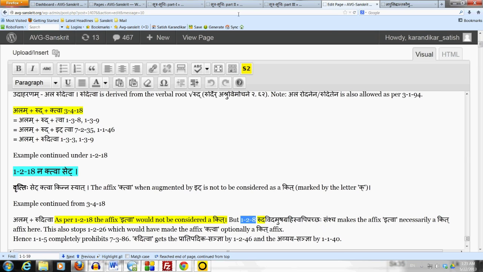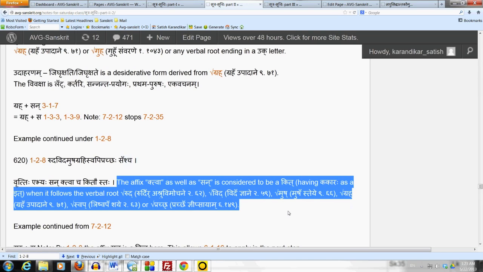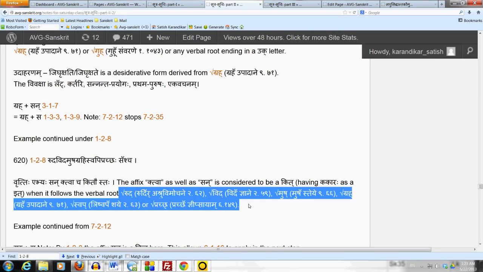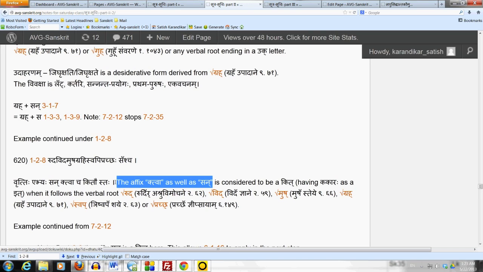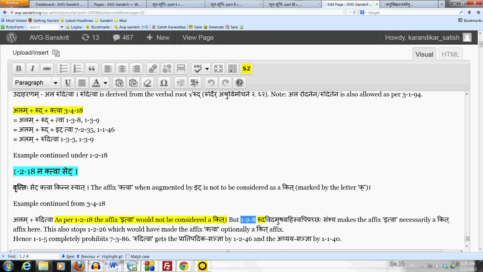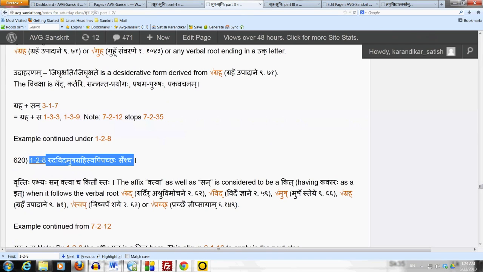But recall the sutram 1.2.8, which we have studied when we were studying the sanantadhatavah. At that time, we took up this sutram 1.2.8, which says, rudavida mushagrahi svapi prachhah sanscha, which means the affix ktva as well as san is considered to be a kit, meaning having the letter k as a marker, when it follows the verbal root rud or vid or mush or grah or svap or prachh. Right now, we have rud, which is rudir ashruvimochane. So now 1.2.8 comes and says that this affix ktva as well as the affix san remains a kit when following any one of these verbal roots. So the prohibition of 1.2.18 does not apply in the present case, because we had the verbal root rud, and hence 1.2.8 says no matter what, the affix ktva remains as a kit following this verbal root.